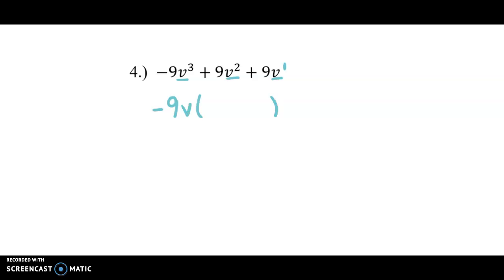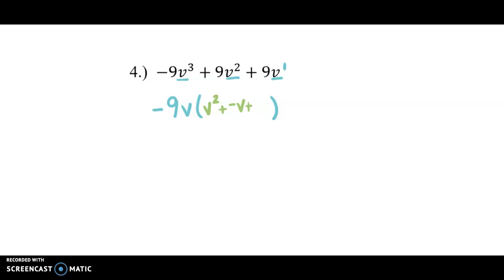Then I make my parentheses. Inside my parentheses, I'm now going to divide each of the terms in the polynomial by my GCF. -9 divided by -9 is just 1, so I don't actually need to write anything. v to the 3rd divided by v is v squared. Plus, let's see what happens here. 9v squared divided by -9v. 9 divided by -9 is actually going to be -1. v squared over v is going to give me v.